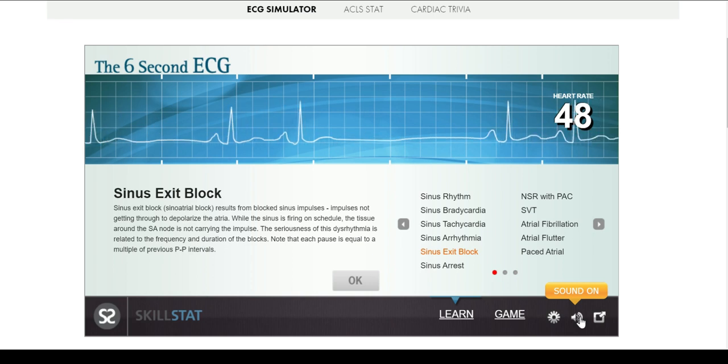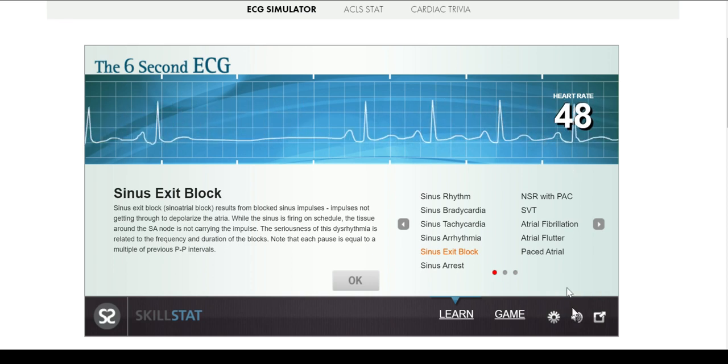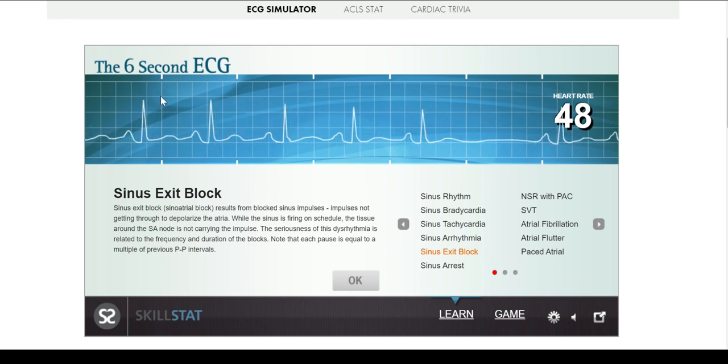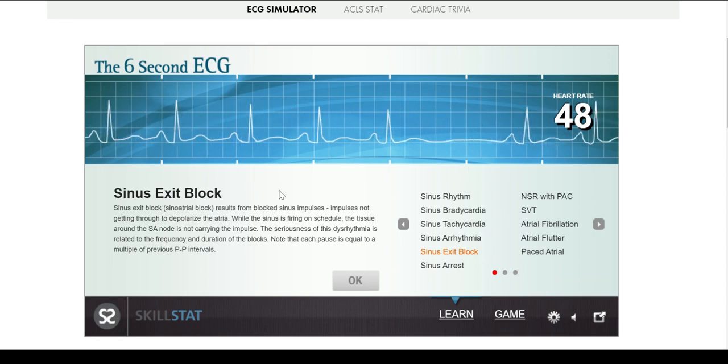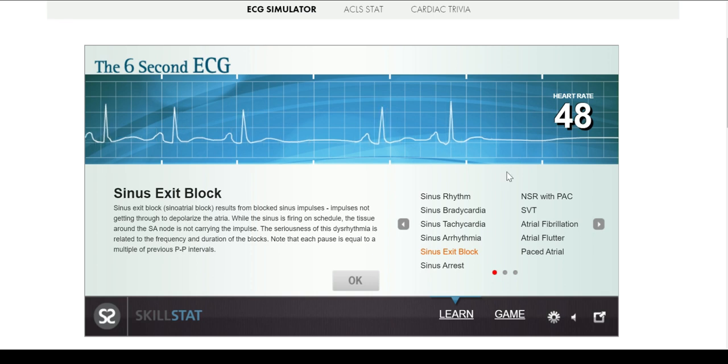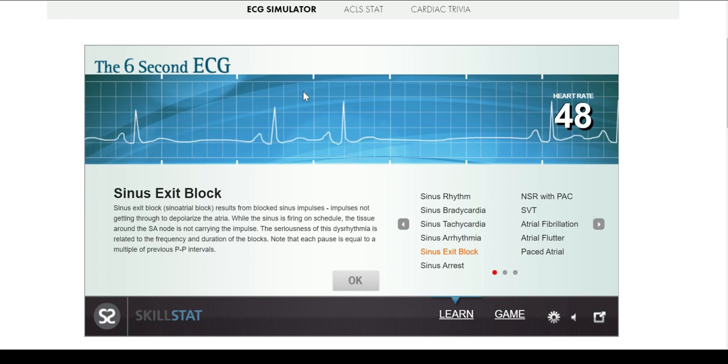And as you can see, the heart rate is going to vary. In the places where you have normal sinus rhythm, you have a higher heart rate than in these areas where you have the pauses. So in the areas with the pauses, the heart rate will be around 48, something really low, but then it will go back up once you have these regular heartbeats.